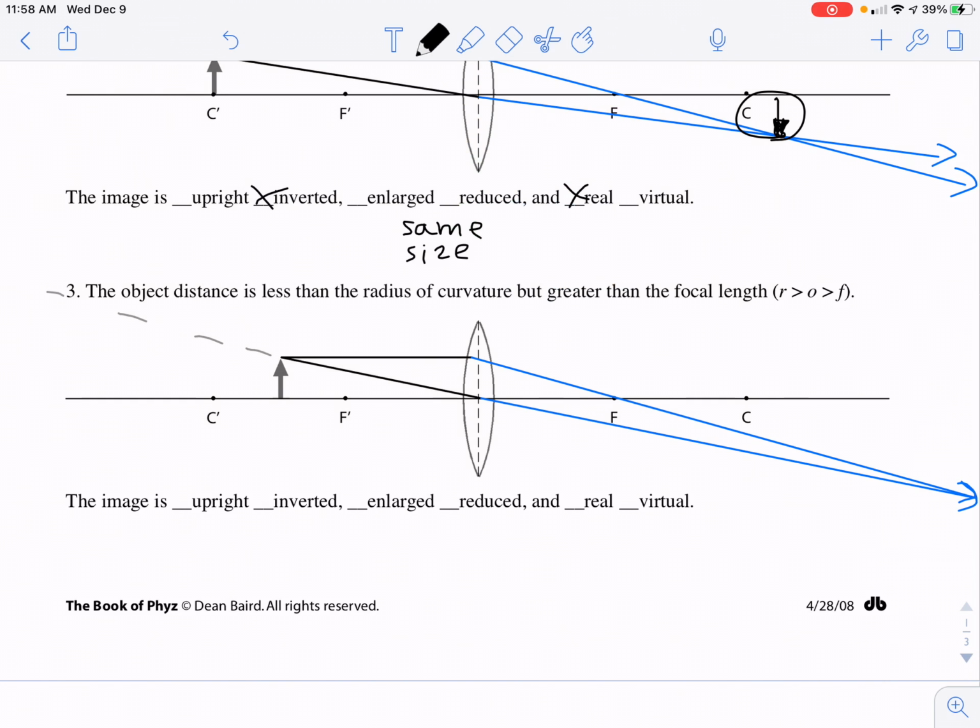You can see the image itself is going to form at that convergence way over here. Extend the principal axis to produce an inverted, enlarged real image.